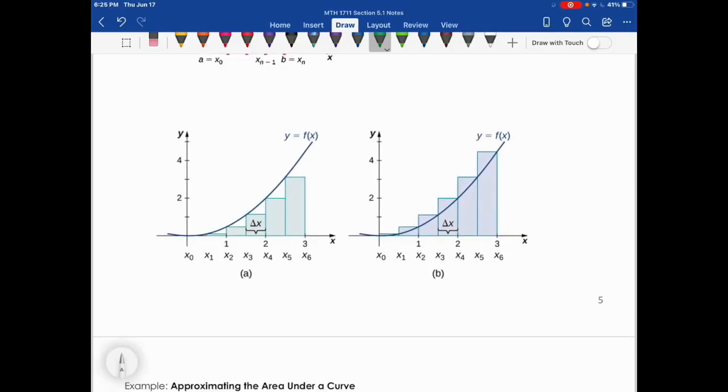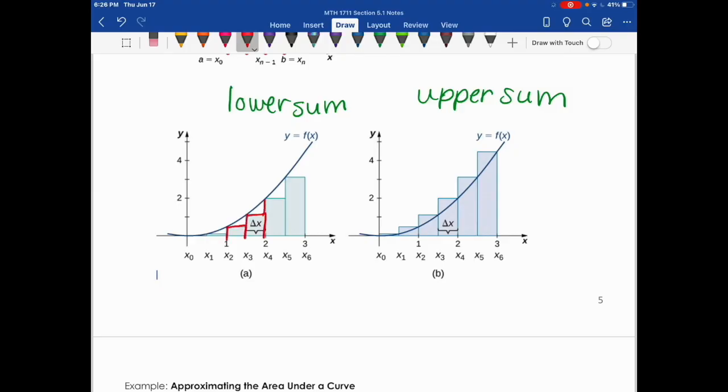There are 2 other vocabulary terms that you need to be aware of. This picture A represents what's called a lower sum. And picture B is what's known as an upper sum. The difference between the two is, if you notice, the rectangles, and we'll look at A first for the lower sum, the rectangles fall below the curve.